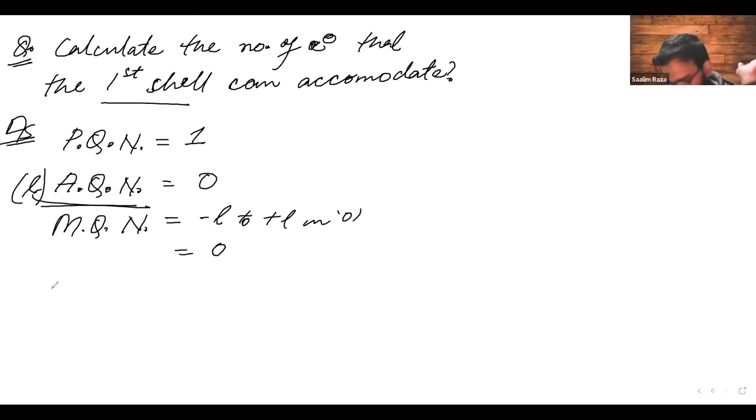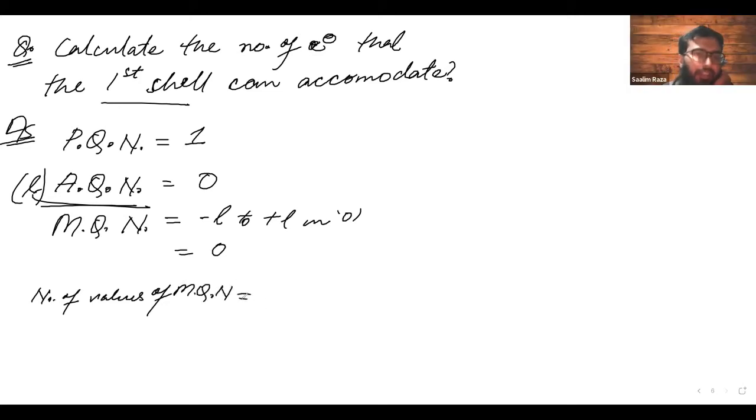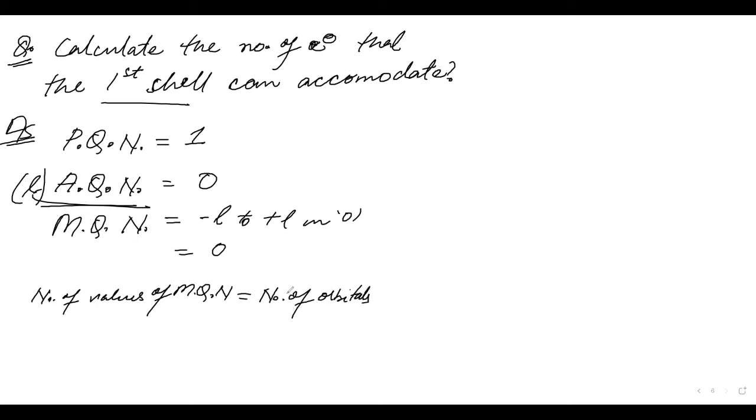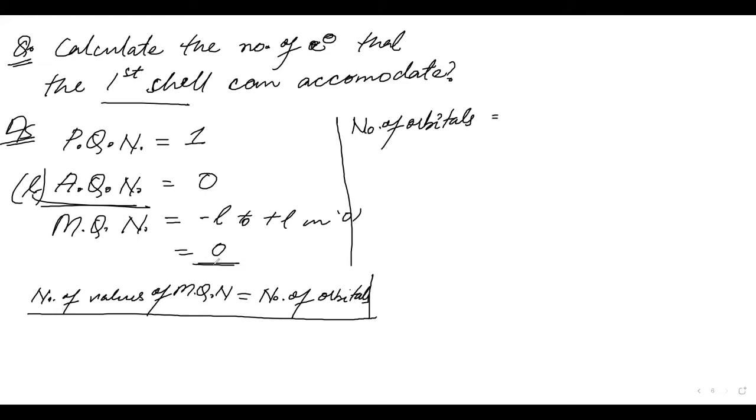You must have written in your notes that the number of values of the magnetic quantum number is equal to the number of orbitals. So if I ask you the number of orbitals, how many values of MQN do we have? Only one value, right? So the number of orbitals is equal to 1.